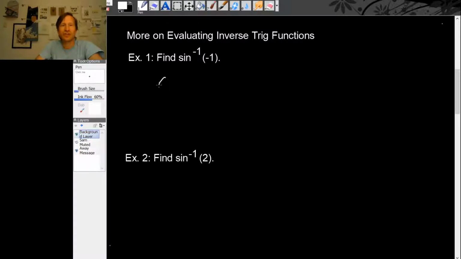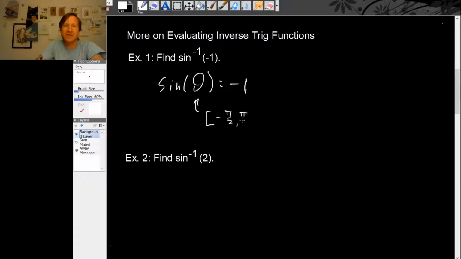So remember, we're just looking for some angle theta whose sine is -1. And theta has to be in the interval from -π/2 to +π/2, because that's the restricted domain of sine. So this is the range of inverse sine. And there is an angle in here that produces -1 as the output of sine, and that's -π/2. So inverse sine of -1 is -π/2. So no problem there, nothing tricky going on there.